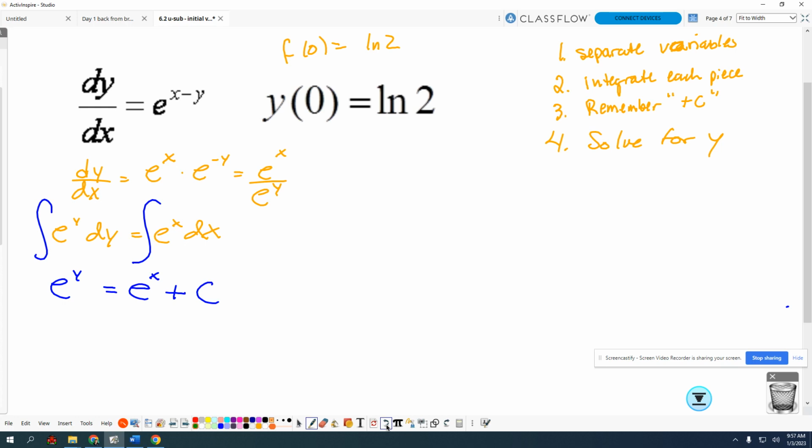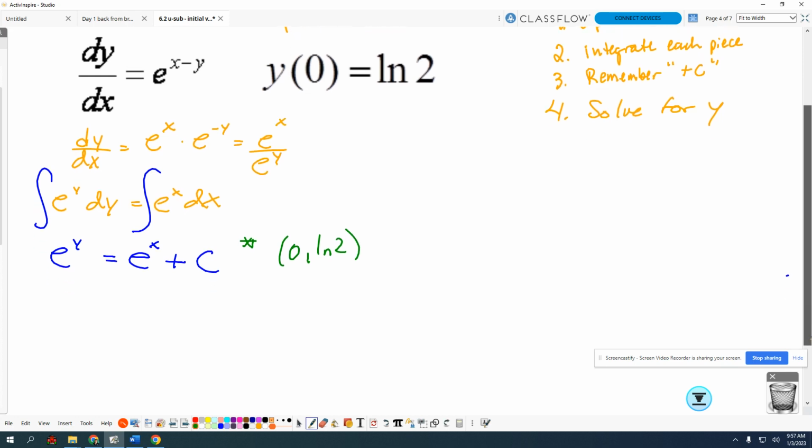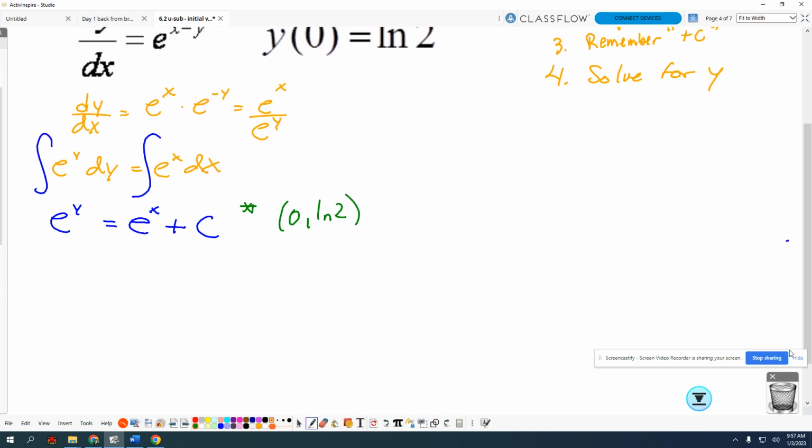Okay, so Lydia chose to plug in the coordinate here. And when I do that, the C value is fixed. Once I plug something in, it is stuck. I need to do all the math operations to each thing. So e to the natural log of 2 equals e to the 0 plus c.